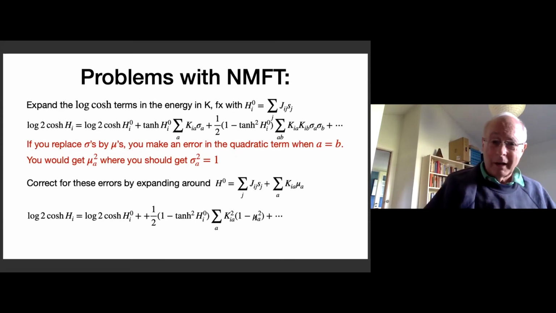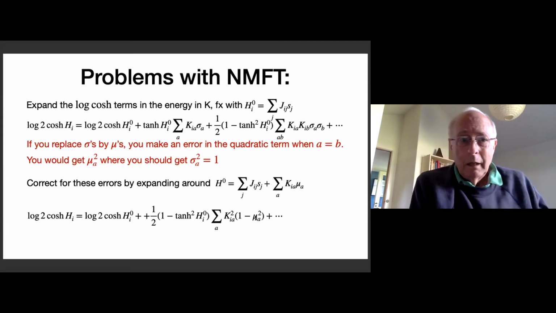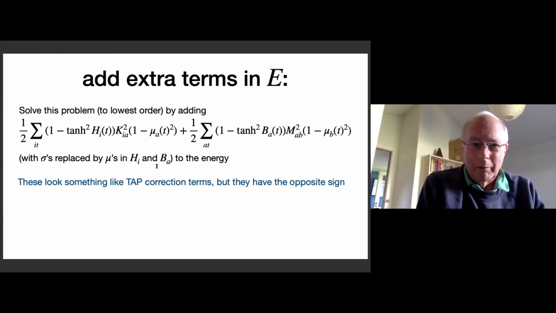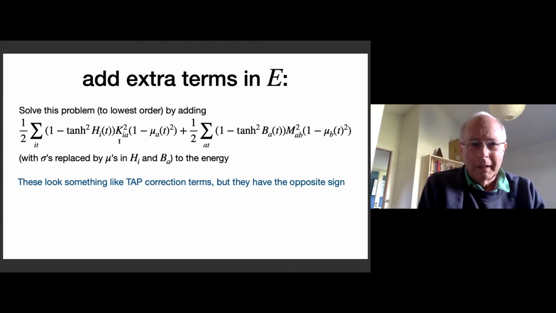You can take this to higher order, but I won't talk about that here. So to this order, we can fix the problem by sticking this term in the energy. This is just the extra term that we just added. Okay, and we can do the same thing for the hidden units.